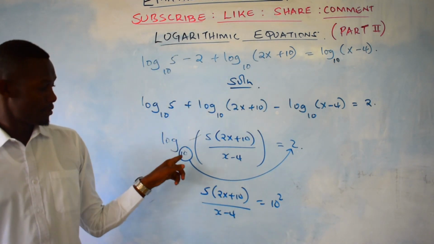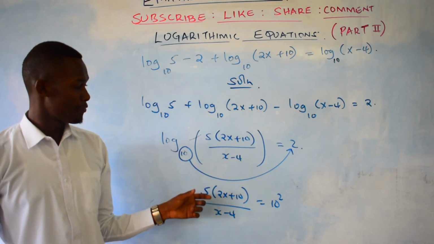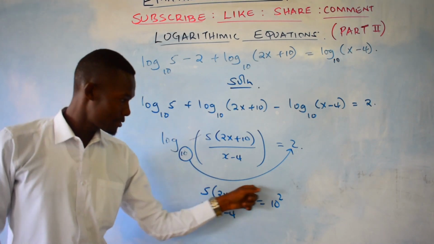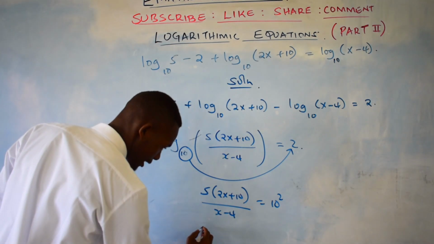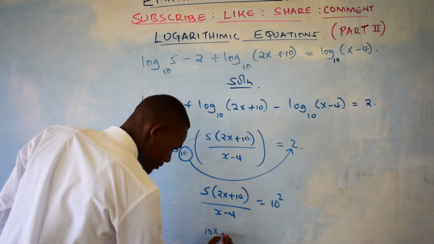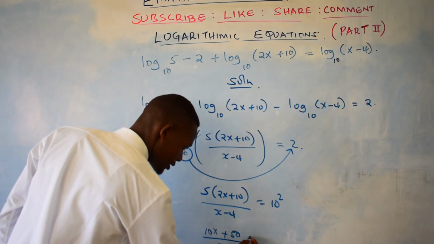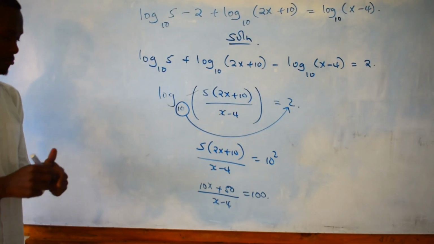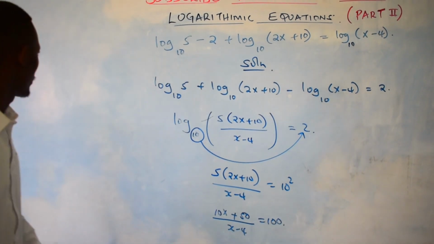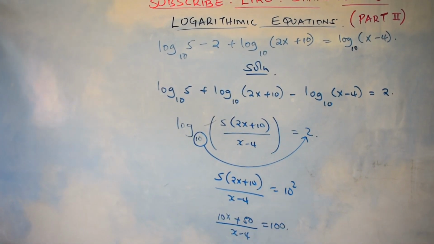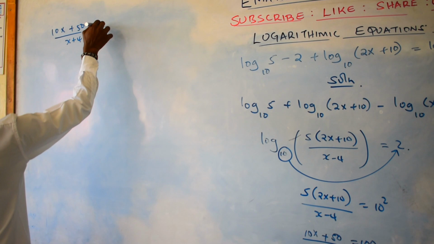Alright, so this base raised to this power gives you this number. Therefore, this number is the same as this raised to that power. So we can open up the brackets, now solve. We have 10x plus 50 over x minus 4 equals 100. We can see this one is just a linear algebraic equation, so let's solve for that.